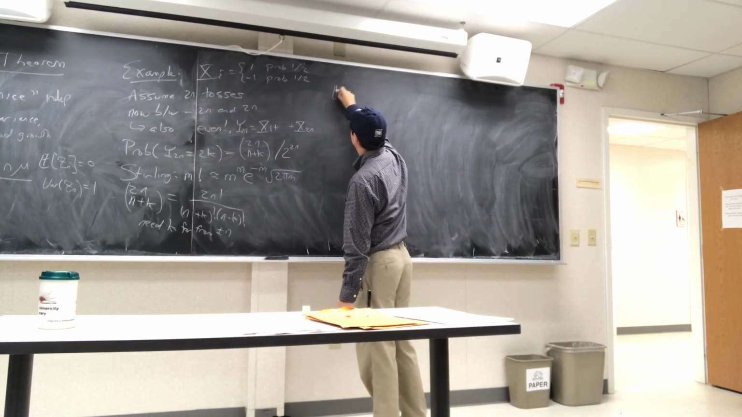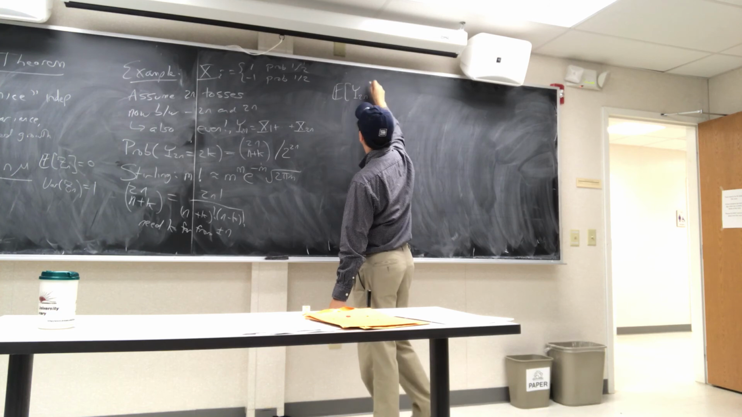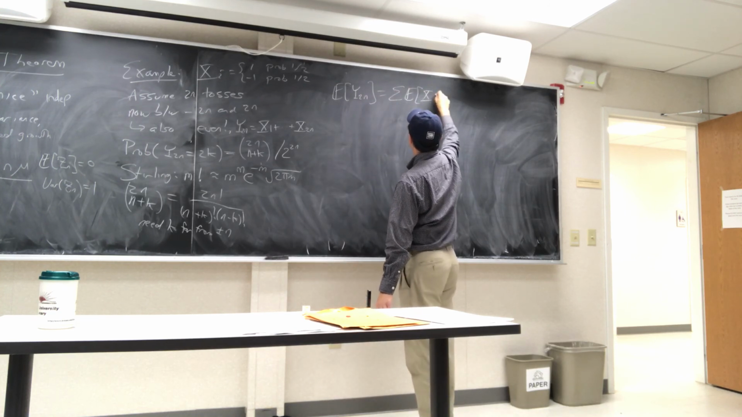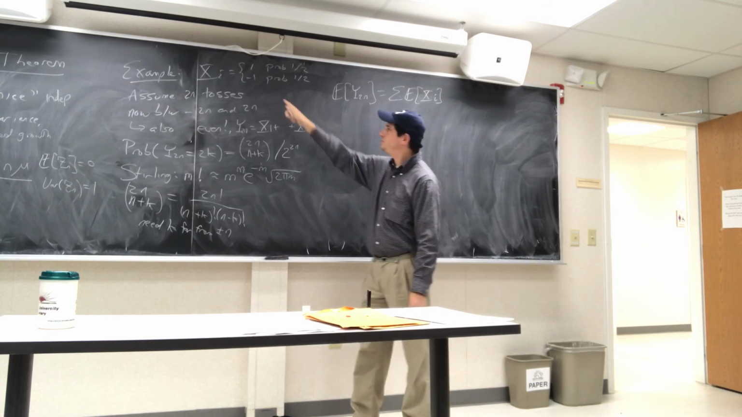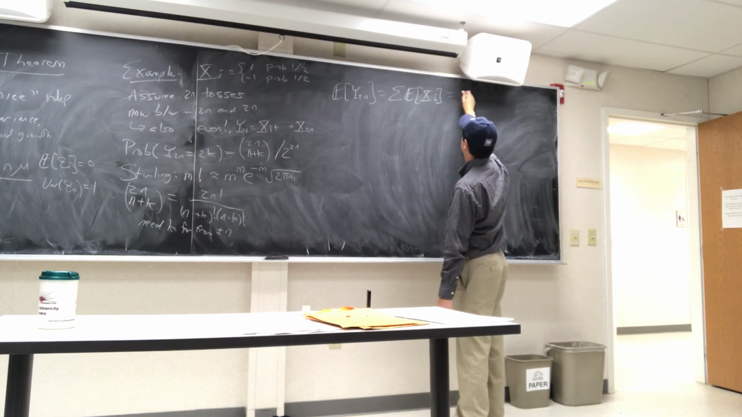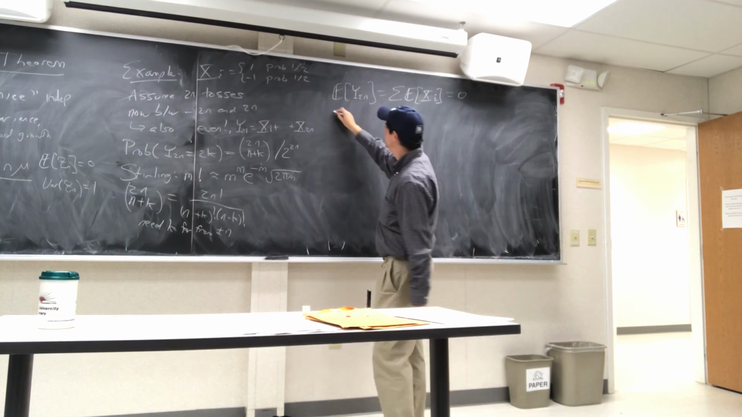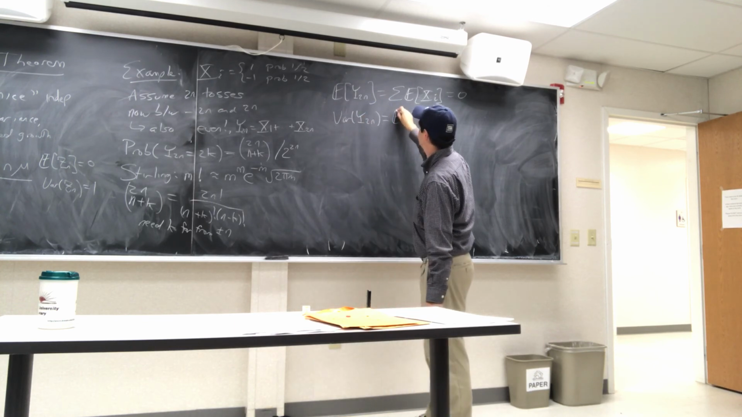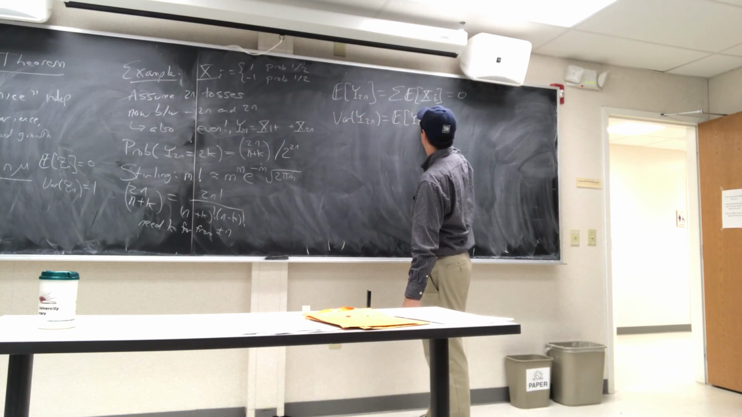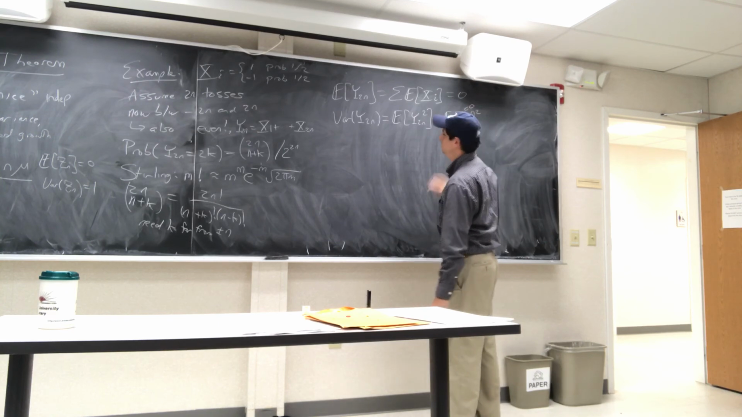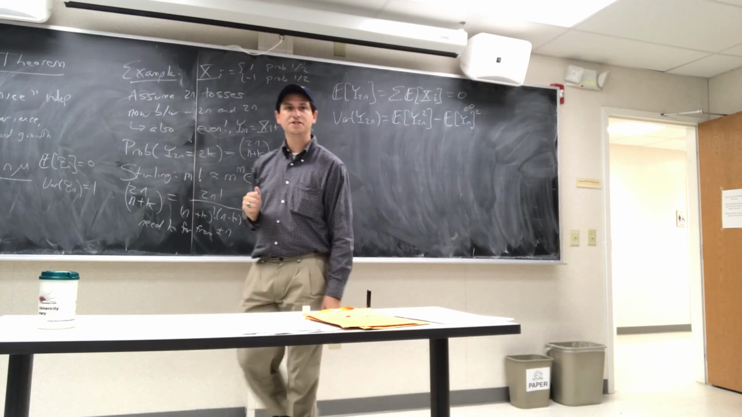So the expected value of Y_2n is the sum of the expected values of the X_i. This is by linearity. And since each of the X_i's is 1/2 the time and negative 1/2 the time, this is just going to be 0. So this means the variance of Y_2n is just the expected value of Y_2n squared, because the expected value of Y_2n is just 0. So we just need to calculate the second moment.